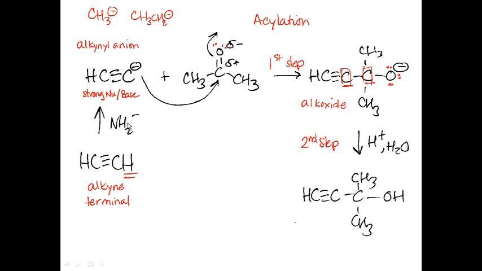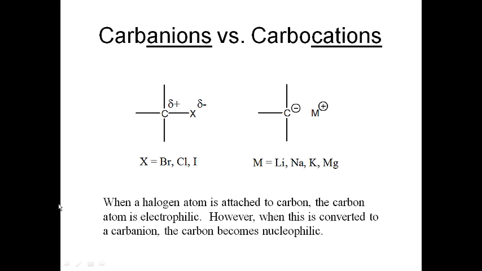So if we can form these carbon anions, which I'm going to call carbanions in about 10 seconds, then I can do the same reaction. I can add the carbanion to a carbonyl, form a carbon-carbon bond, and basically make an alcohol. And so these are the new reactions that we're going to use to make alcohols. So let's talk about carbanions and compare and contrast them with carbocations.